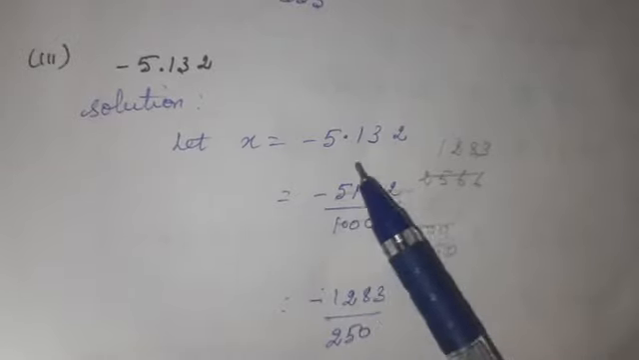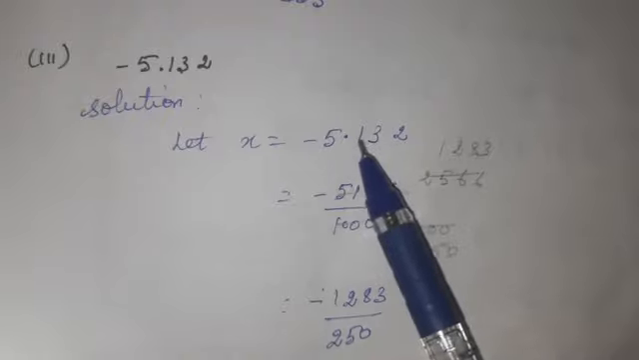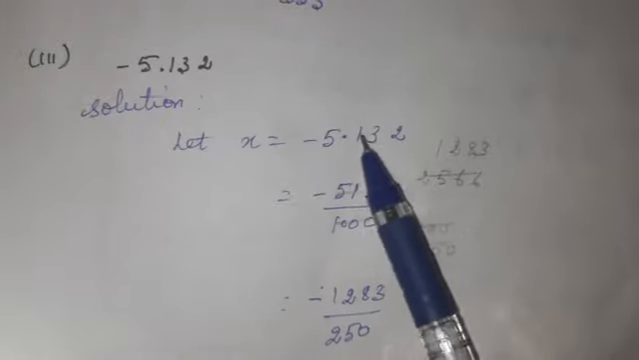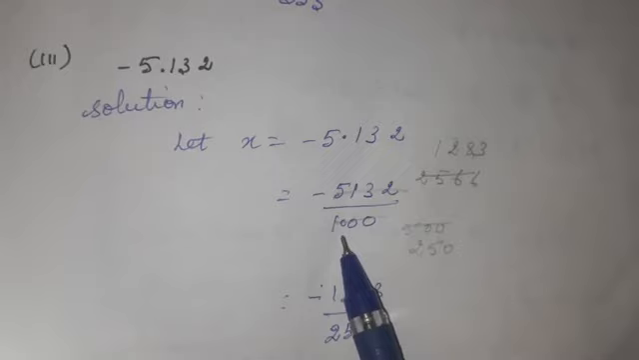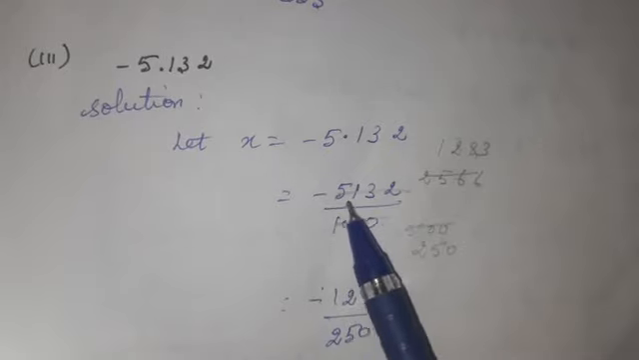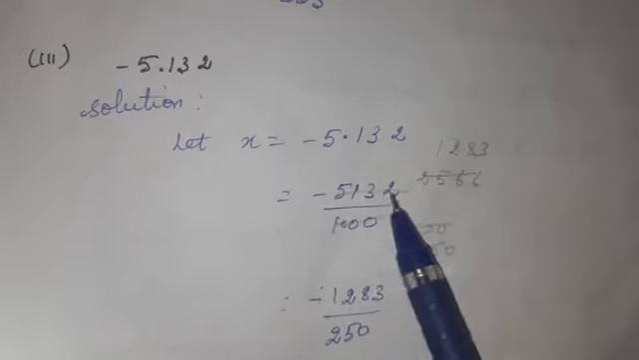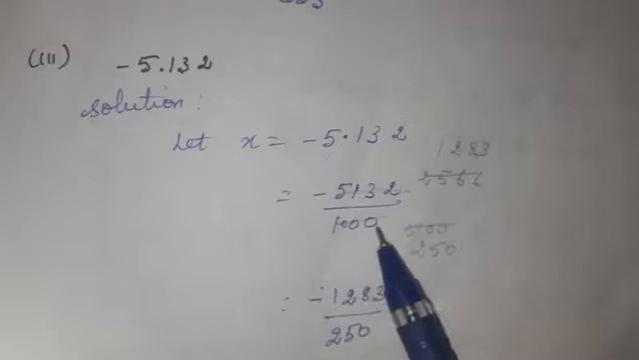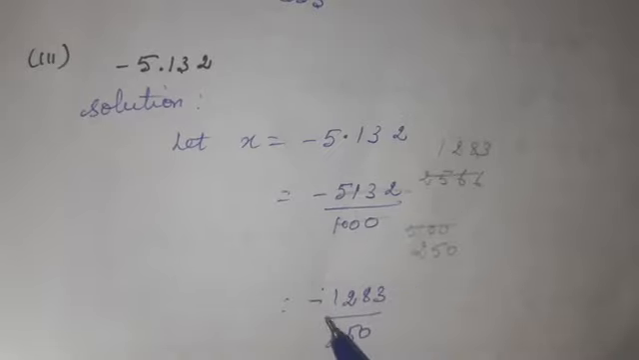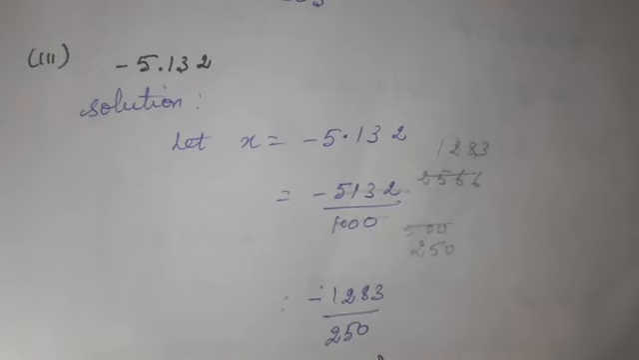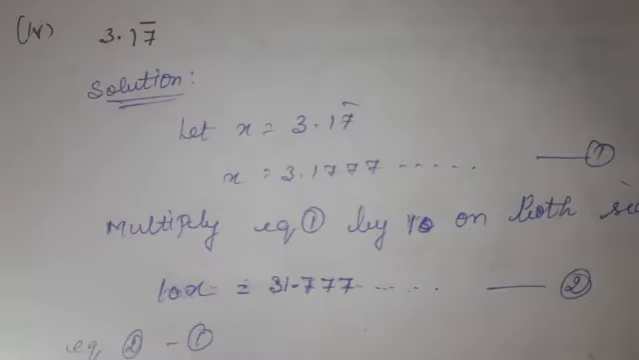That means, here see this one. How many digits are there after the point? 1, 2, 3. So I divided by 1000. So you will get minus 5132 divided by 1000. When you cancel, you will get minus 1283 divided by 250. What format is this? It is a rational number.